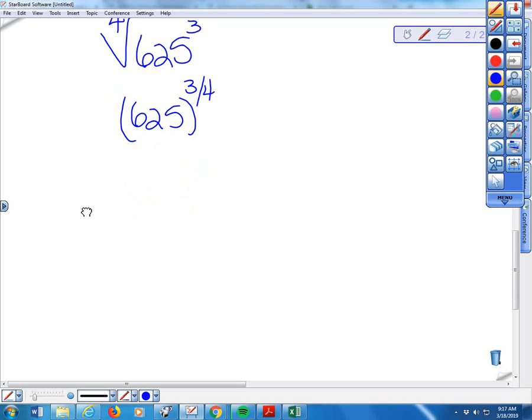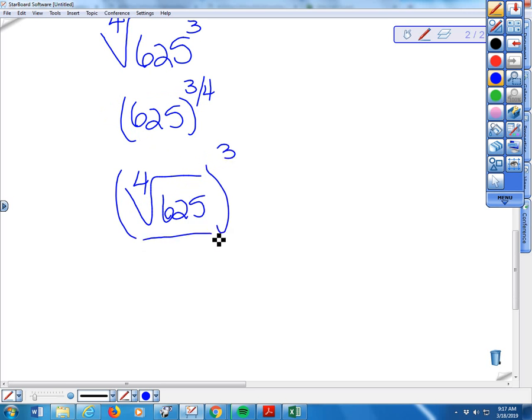Now, I'll show you why. If I take the 4th root of 625 and then I cube that answer, well, the 4th root of 625 is 5, right? 5 cubed is 125. That's why if you knew your cubes and your fourths up to 5, it would have jumped out at you. The 4th root of 625 is 5. Okay? Let's do another one. This will be an interesting one. That's what I want. 10,000.